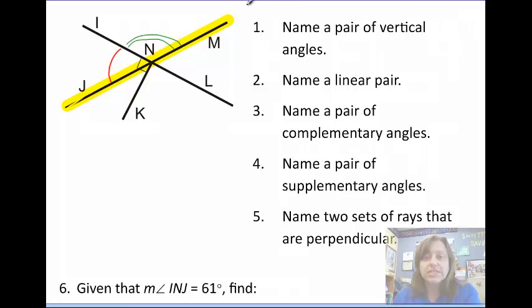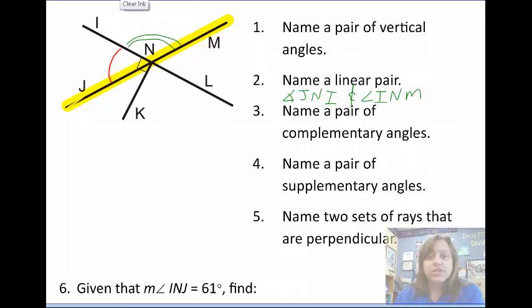So now we just need to name them. Angle JNI is one of those. And the second one in our pair is angle INM. Notice that one of those is acute and the other one is obtuse to make the 180 total. JNI and INM.